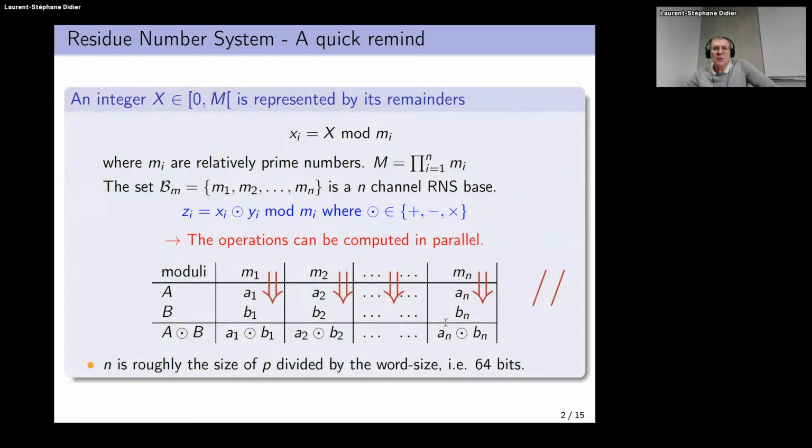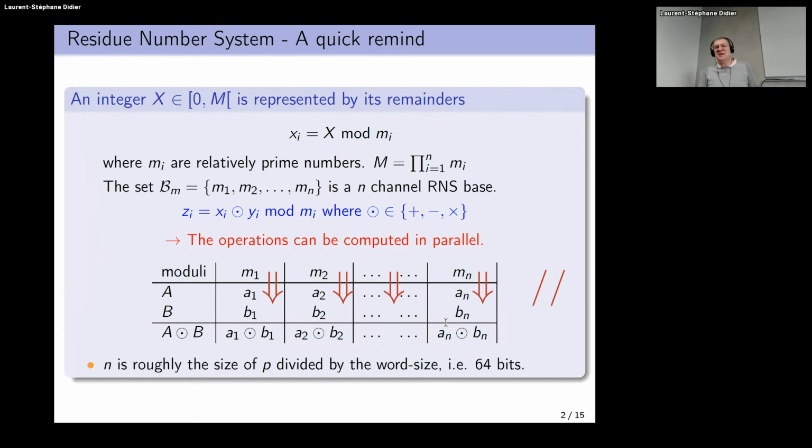But indeed, so what is the residue number system? So you want to represent an integer x. So you represent it by its residues. So you have some mi, and the set of the mi is the RNS base. So the range of the system is the product of the moduli.